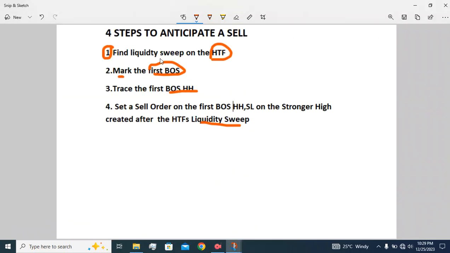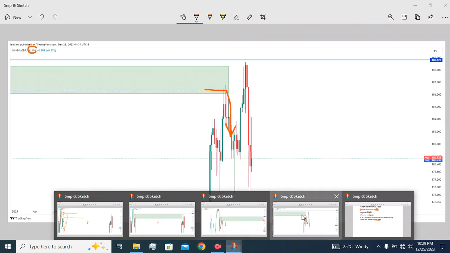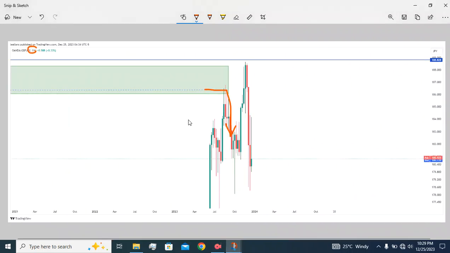Number 1, find the liquidity sweep on the higher time frame, as we just saw. Number 2, mark the first break of structure. Number 3, trace the first break of structure's high. Number 4, set a sell order on the first break of structure's high. Set a stop loss on the strong high created after the sweep, after the higher time frame sweep of liquidity. Yes, it was as simple as that.